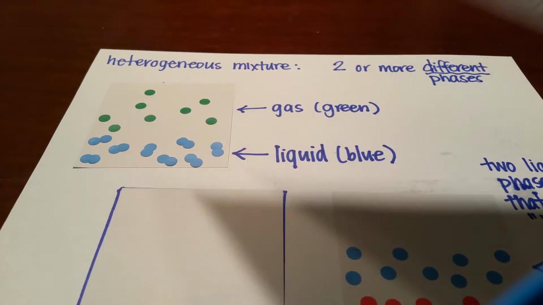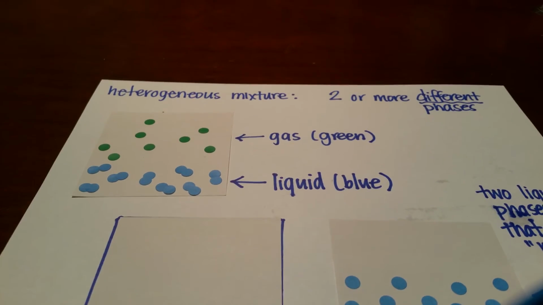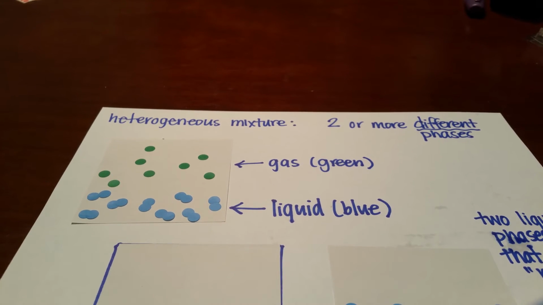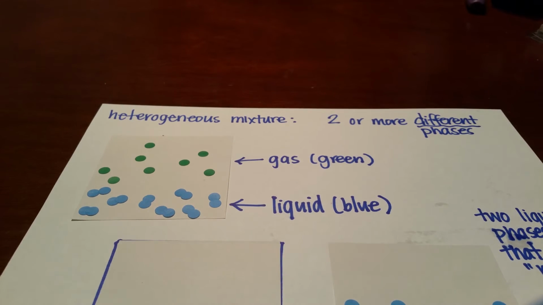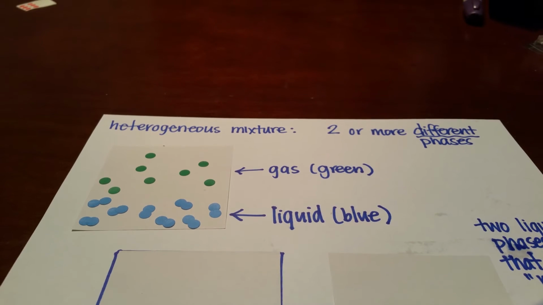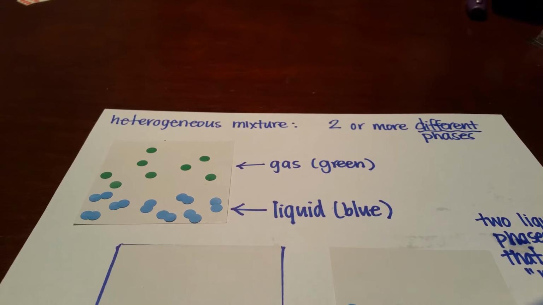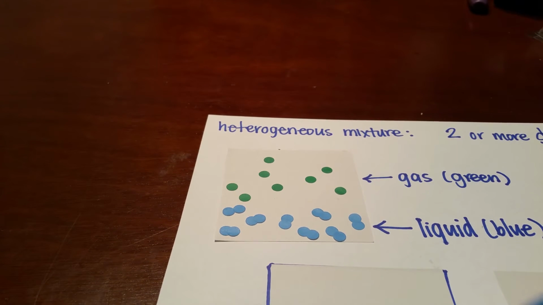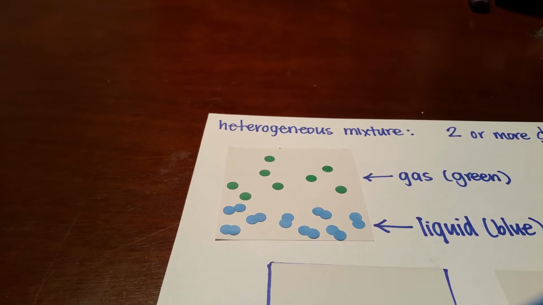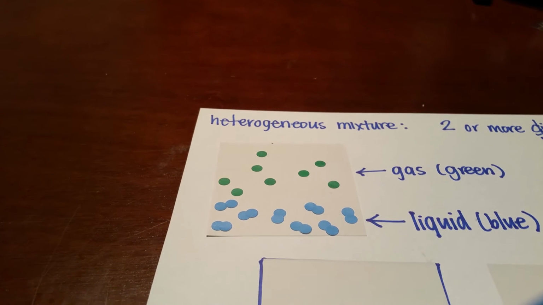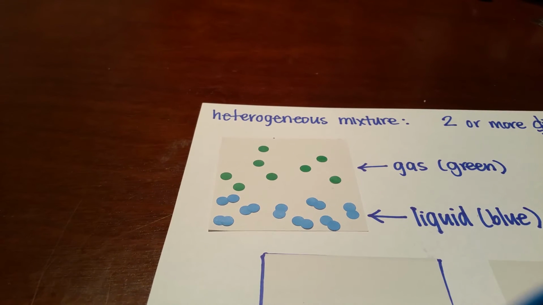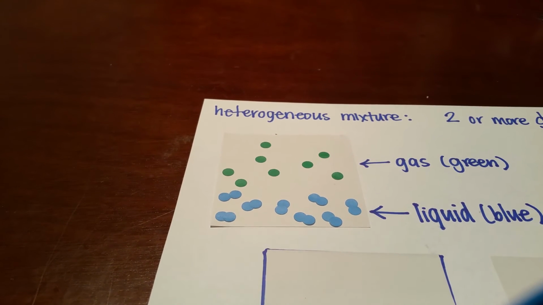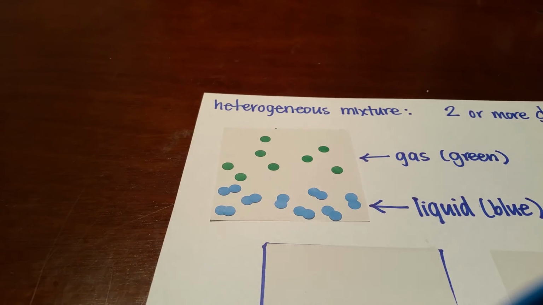Next, we have heterogeneous mixtures. So heterogeneous mixtures have two different phases within the same container. Those two different phases can actually be two different ones, like in this case, gas and liquid, or two liquids or two solids. A good example is this green and blue one here. In this case, the gas is floating over the top and the liquid is at the bottom. This is not considered uniform because if I were to sample the top of the container, I would get generally just green. And if I were to sample the bottom, I would generally get just that diatomic blue one that is there.